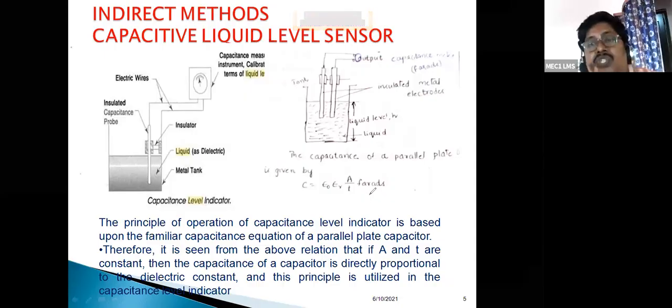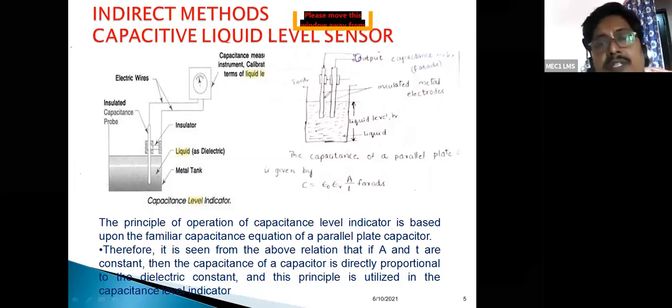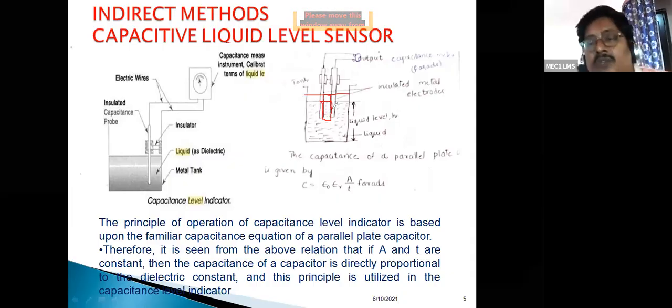Here the only changing parameter is the dielectric, that is, the level of the liquid changing. If the level of the liquid changes, automatically the dielectric between the two plates also varies. If the height is up to this portion, only that portion is dielectric, and the remaining portion is here. If the level of the liquid rises to here, the dielectric changes again up to this level. The medium is changing, so automatically the capacitance varies.